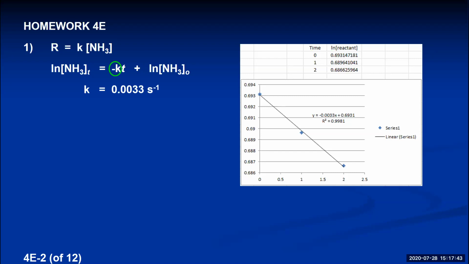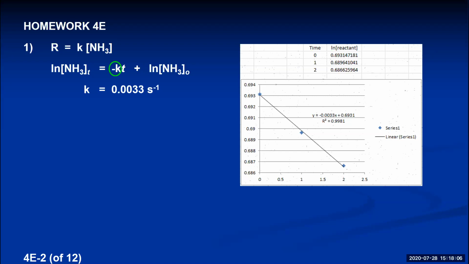Number 2, the reaction of SO2Cl2 decomposing into SO2 and Cl2 is a first order reaction, and the rate constant is 2.2 times 10 to the minus 5th seconds to the minus 1 at 320 degrees Celsius. What fraction of SO2Cl2 is decomposed on heating at 320 degrees Celsius for 90.0 minutes?